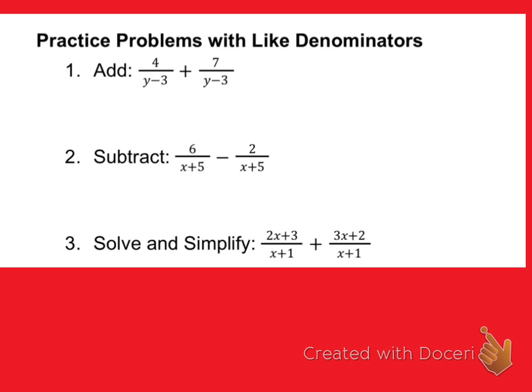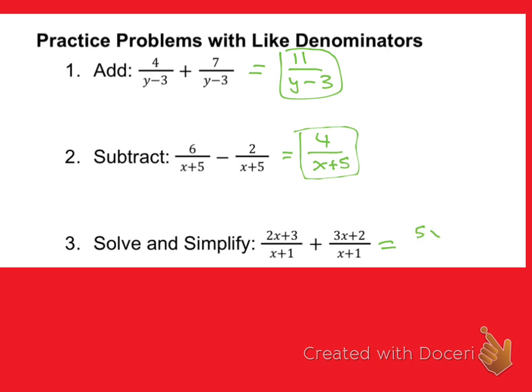All right, so number 1, that would just be 11 over y minus 3. Number 2, that'd be 4 over x plus 5. Number 3, that would be 5x plus 5 over x plus 1. Is there a GCF in the numerator? 5. So it'd give you 5 times x plus 1 over x plus 1. So the x plus 1s would cancel, which means that answer is just 5.